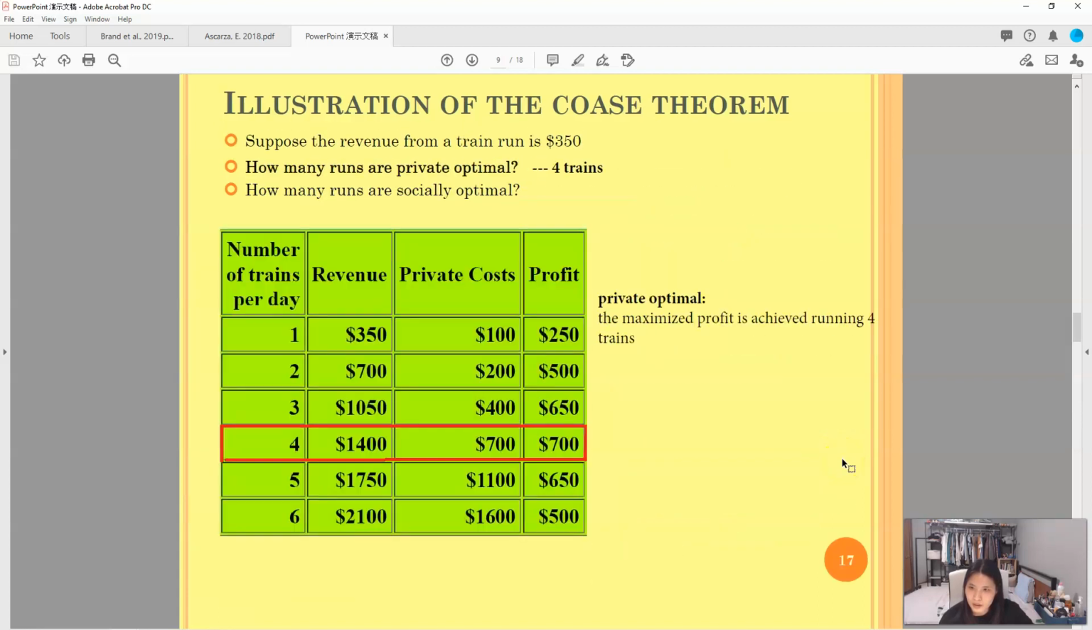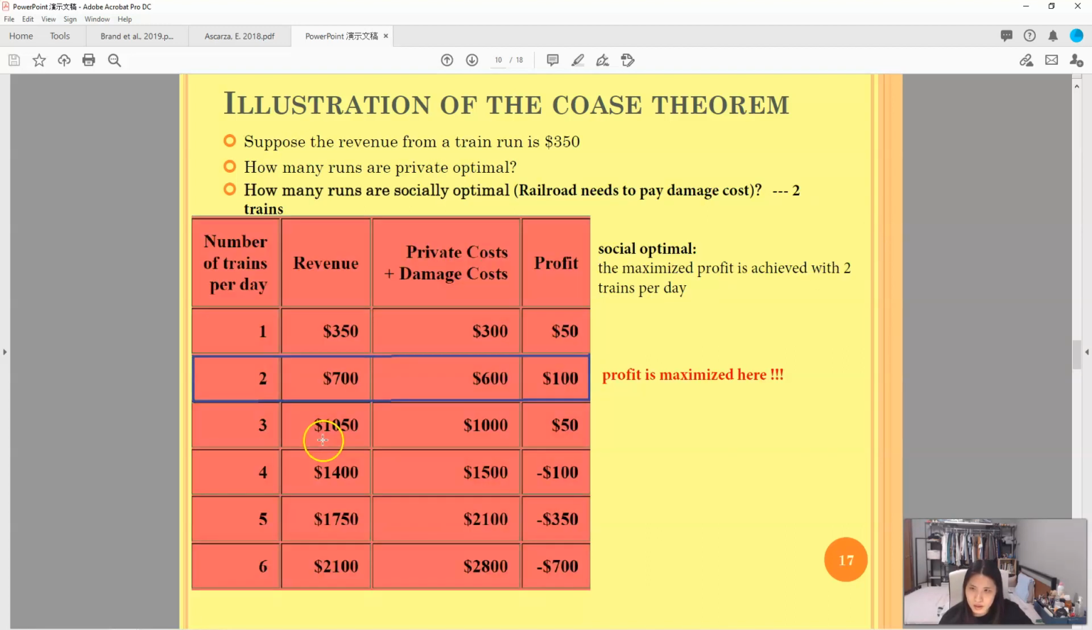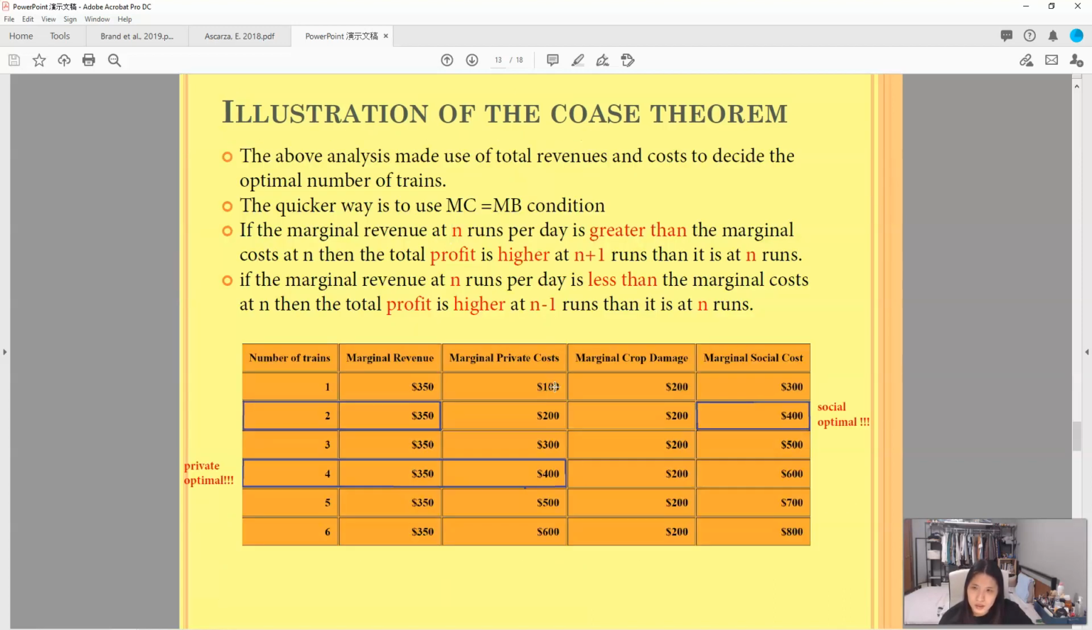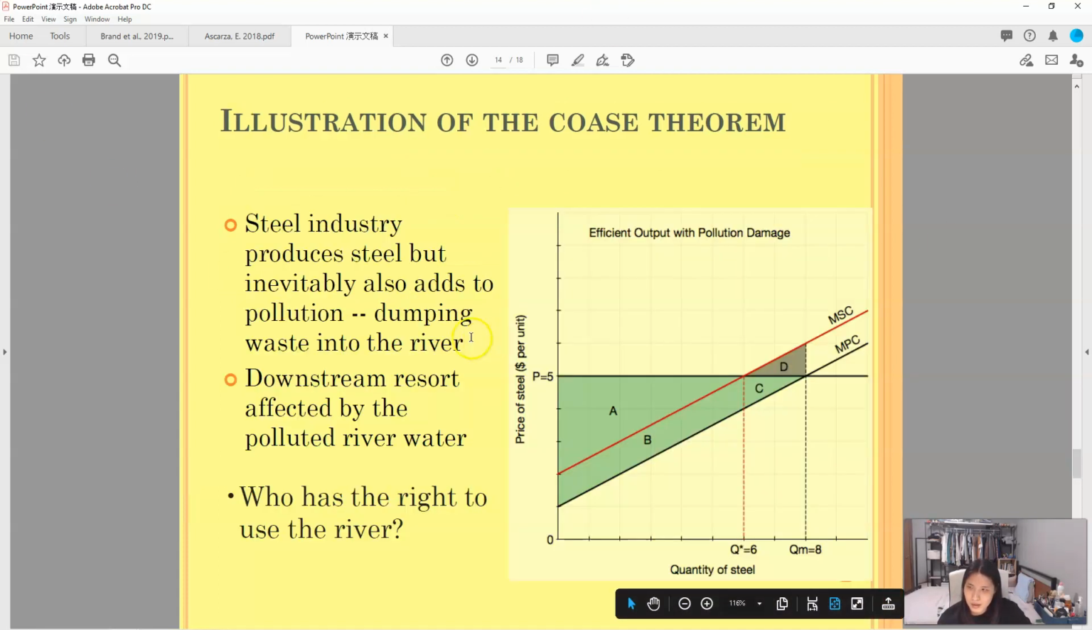So the private optimal level is 4 trains. The social optimal level is 2 trains. The results are exactly the same as from the other method, right? So this is the second method.